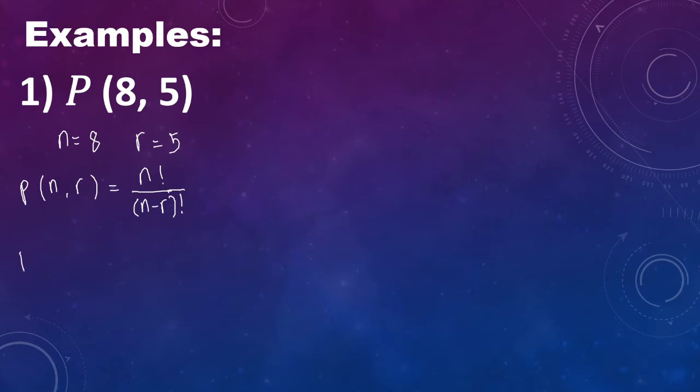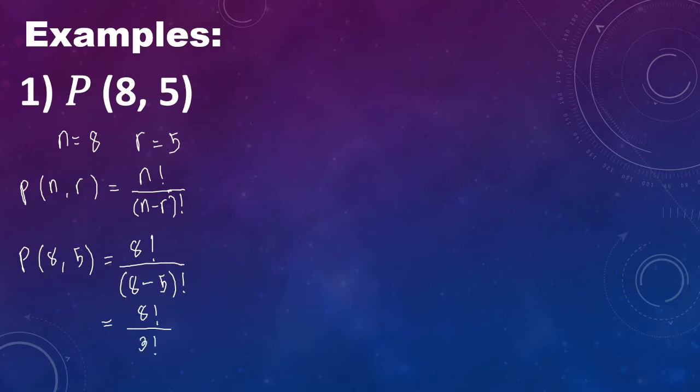Okay, so yung n papalitan natin ng 8 at yung r papalitan naman natin ng 5. Equals, so permutation of 8 taken 5 at a time equals yung n magiging 8 factorial over quantity of 8 minus yung r papalitan naman natin ng 5. Okay, factorial. So simplify this one. Okay, this will become 8 factorial over 8 minus 5 is 3 factorial.